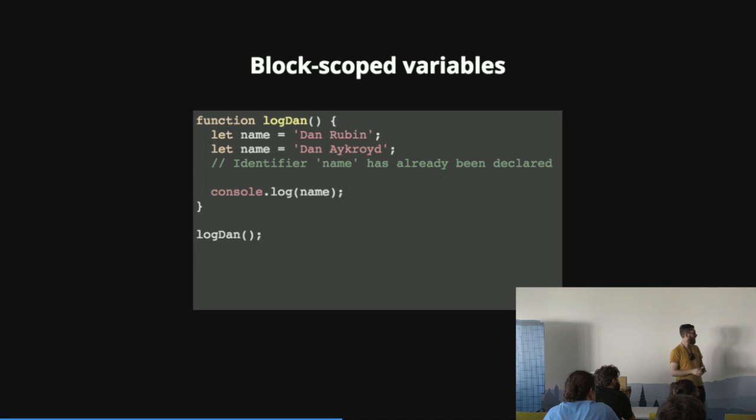There's one other thing with let: you can't declare let twice. So if you have a let called name and you try to declare it for the second time, you can't. It will just generate an error. Something like "identifier name has already been defined."